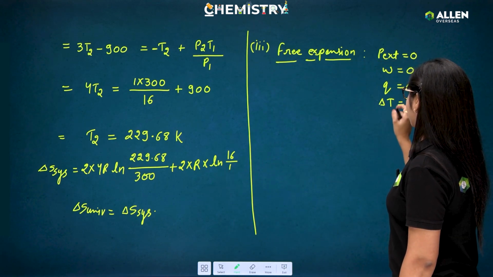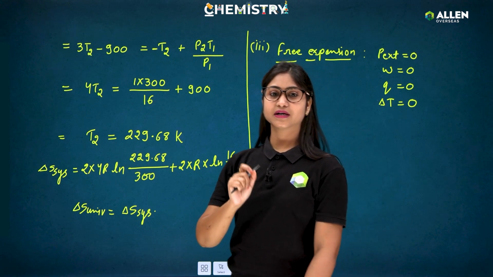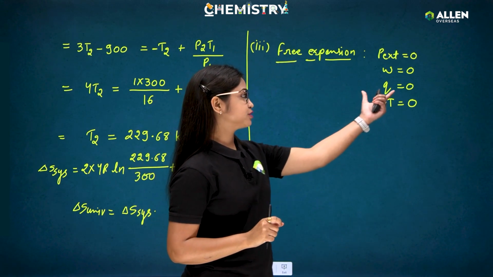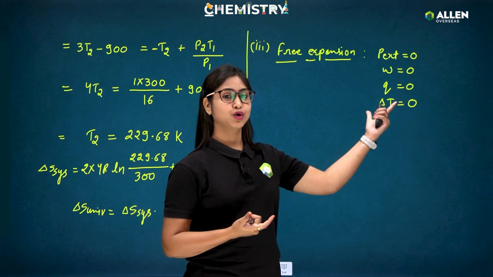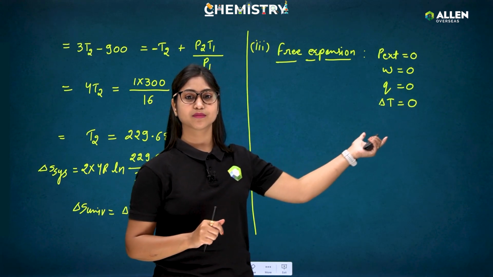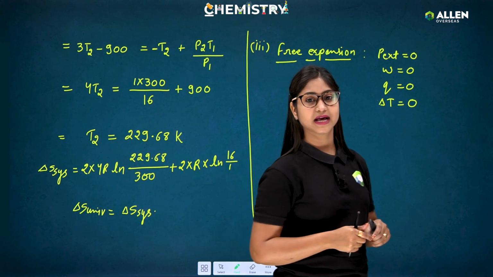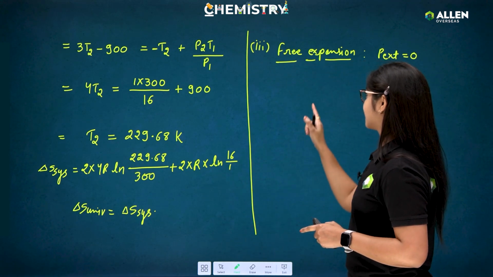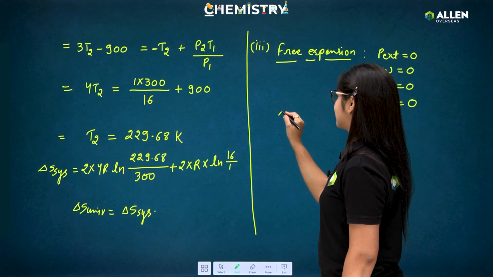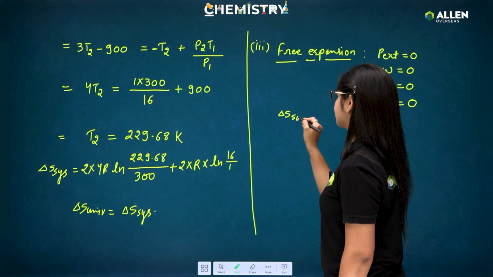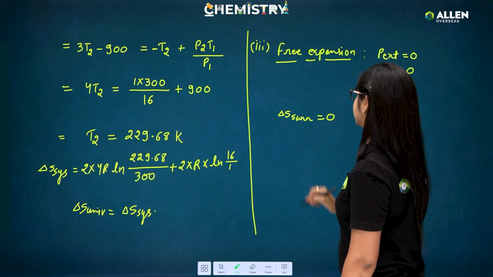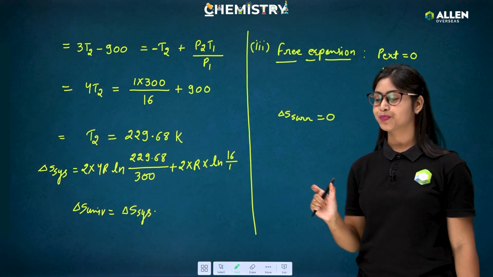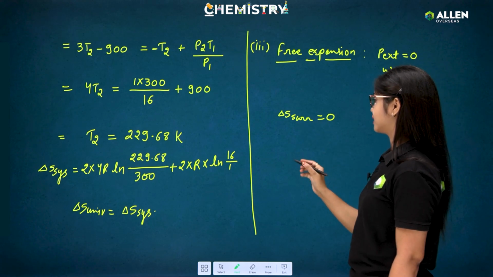That's why we call it adiabatic as well as isothermal at the same time, because there is no heat exchange, so adiabatic, and no temperature change, that means isothermal. So free expansion of ideal gas is adiabatic and isothermal at the same time. Here, if we talk about the delta S surrounding, it will be 0, because the Q, heat exchange for the surrounding, is 0. Q is 0, that's why delta S surrounding is 0.